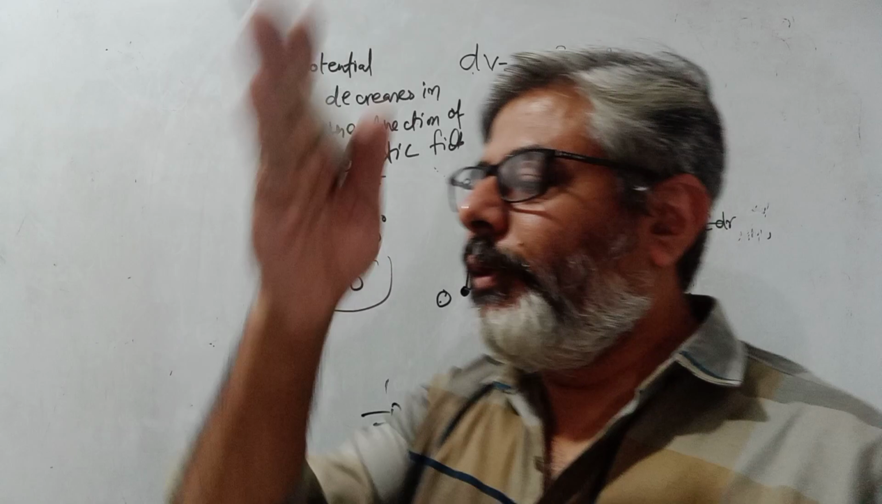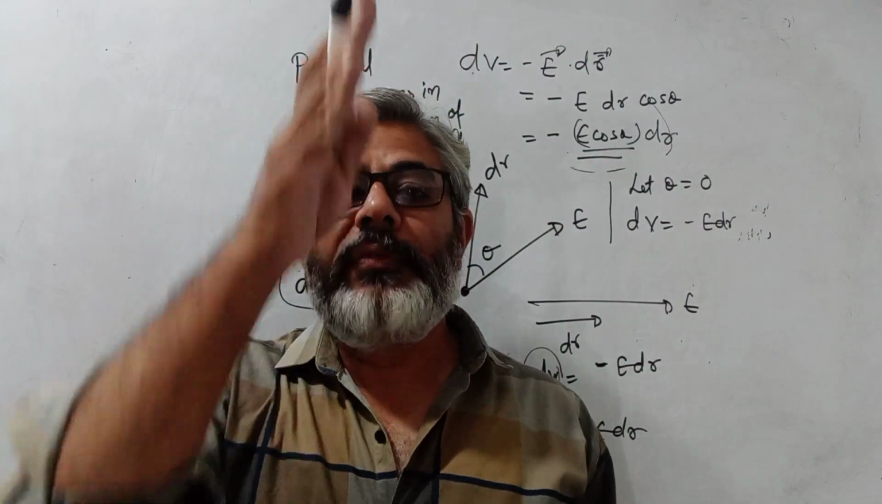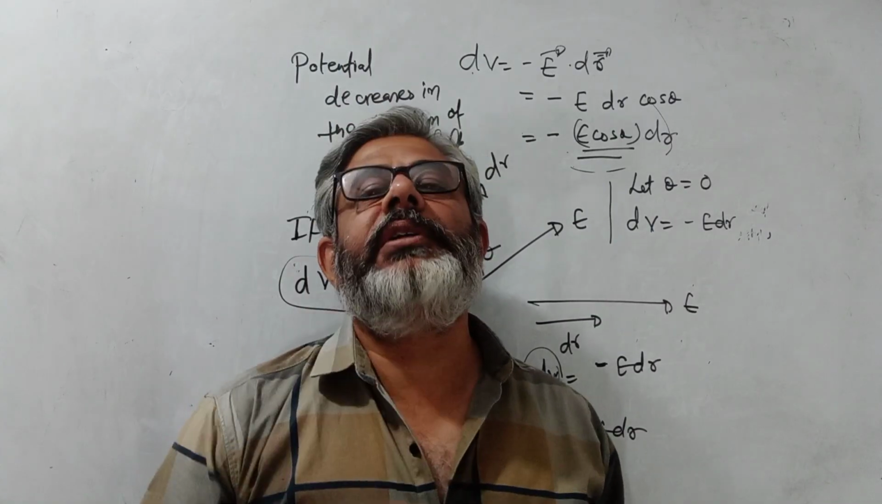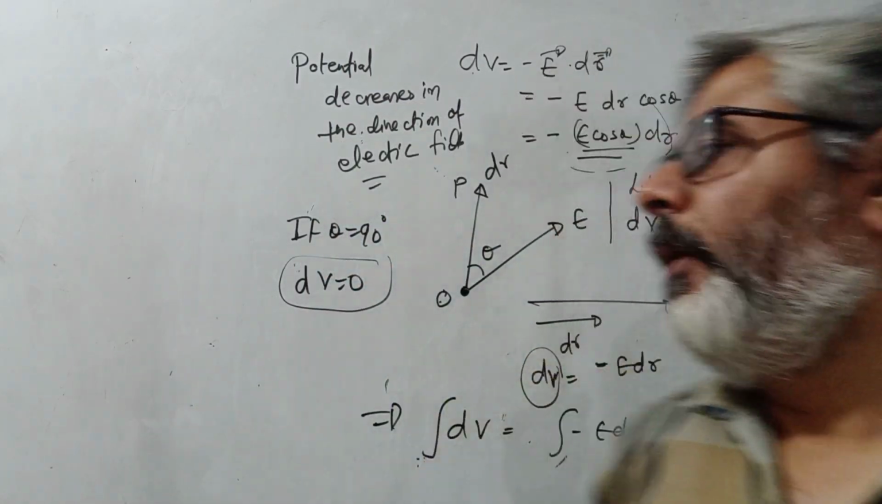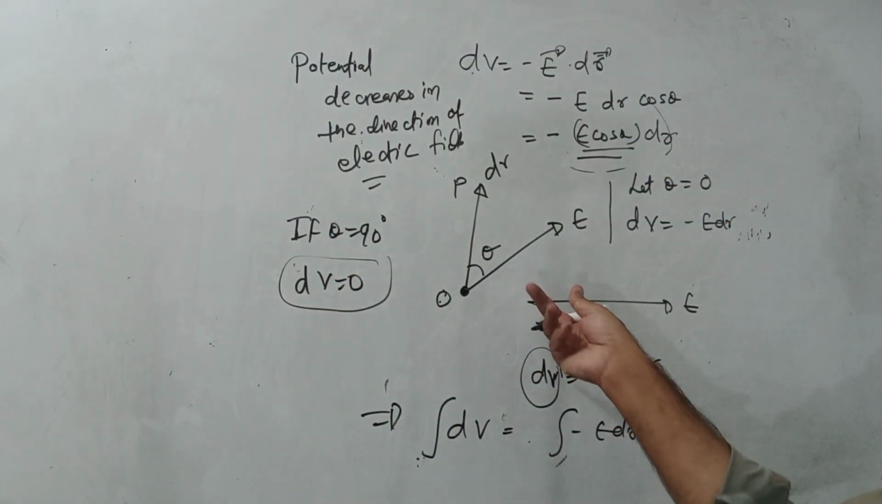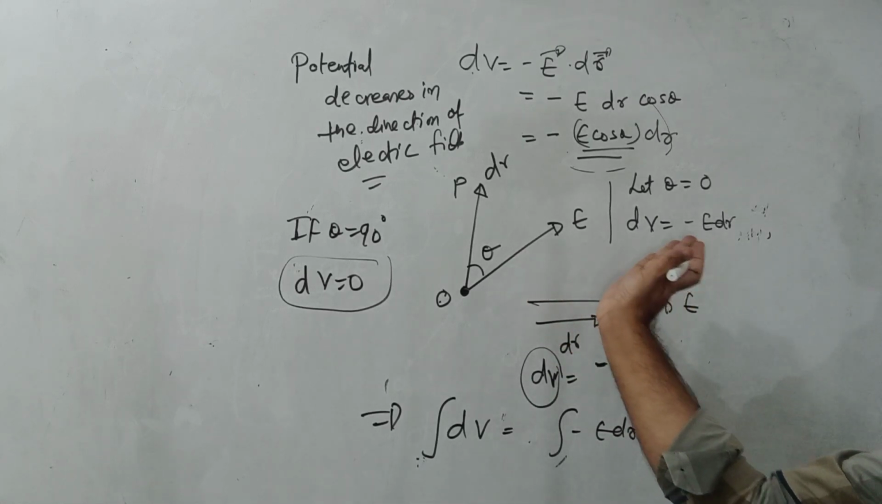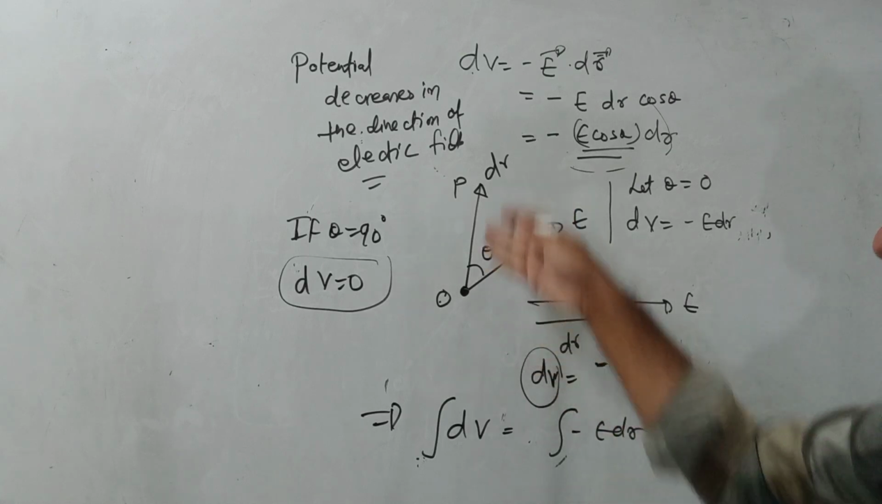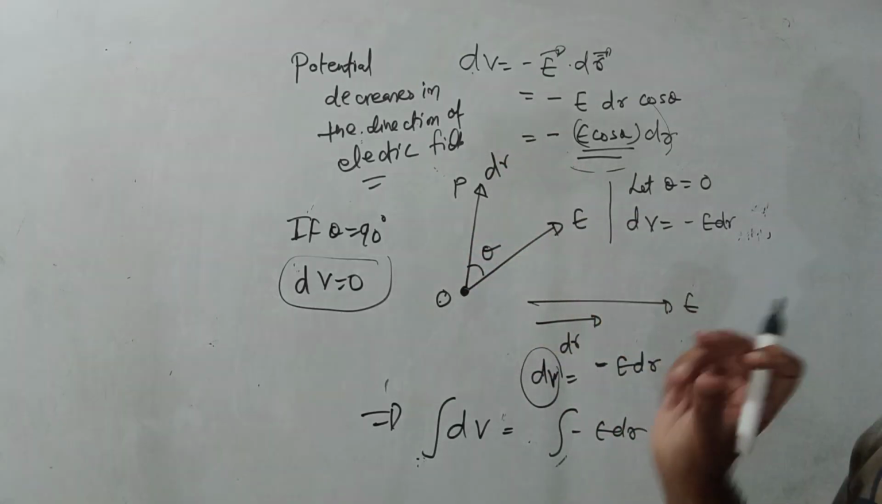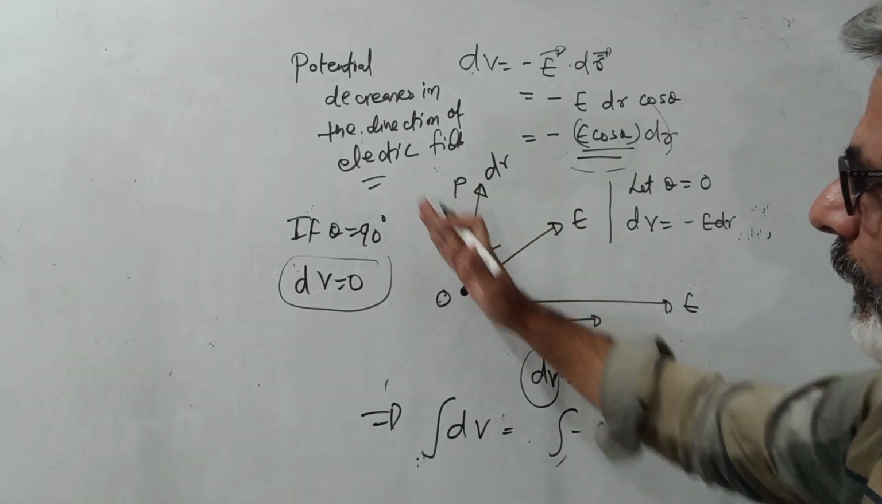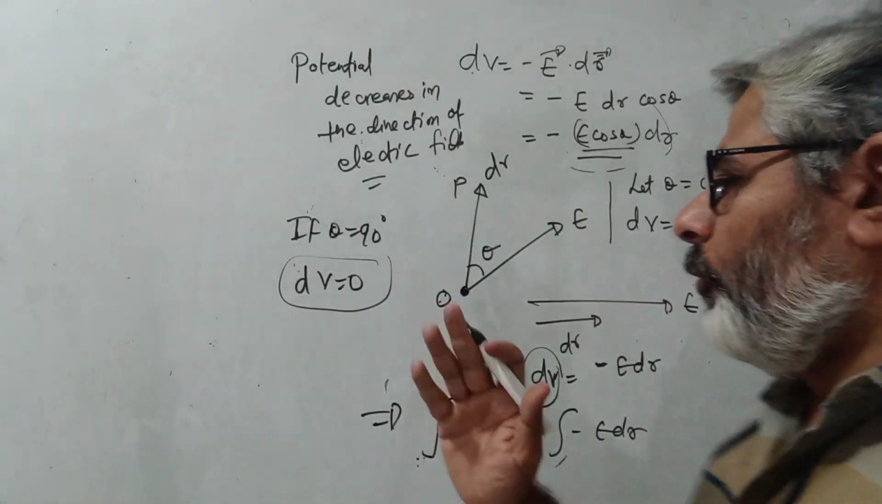So if you are moving at right angles to the electric field direction, if the electric field vector is like this and you are moving in this direction, there is no change in potential. Maximum change in potential is when you are moving in the direction of the electric field, and as you take some angle, for example theta, the change in potential in this direction would be a little lesser than in this direction, and if you just make it 90 degrees, there is no change in potential.